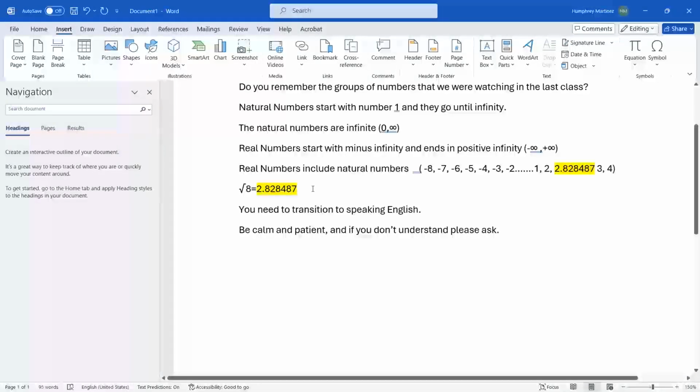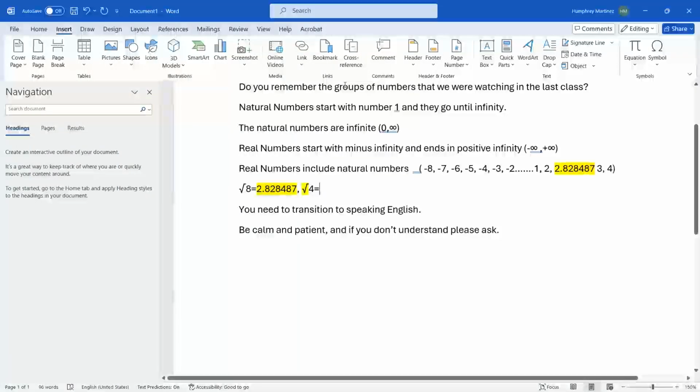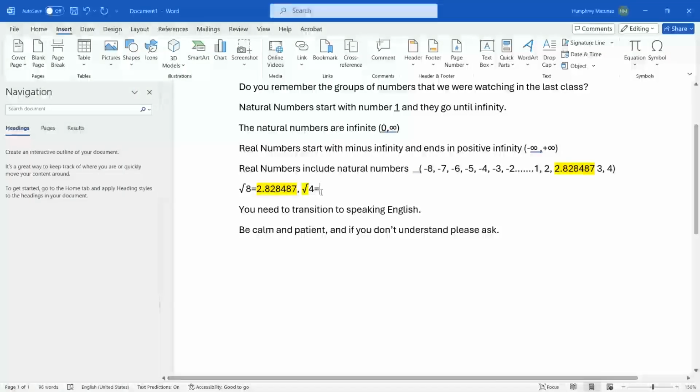Then what I'm saying right now is that the real numbers include the natural numbers, okay? Include because, for example, four. What is the square root of four? Let me see who is here. We have Paola, Ana Paola. What is the square root of four?